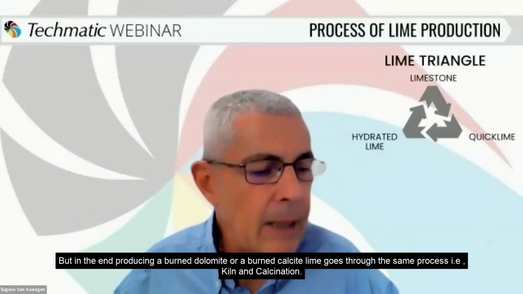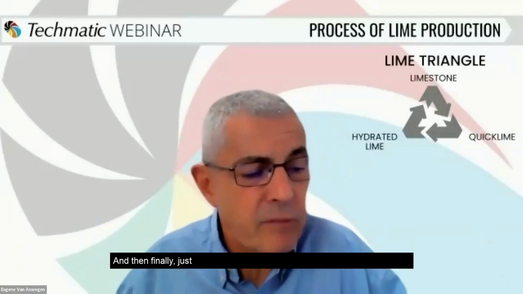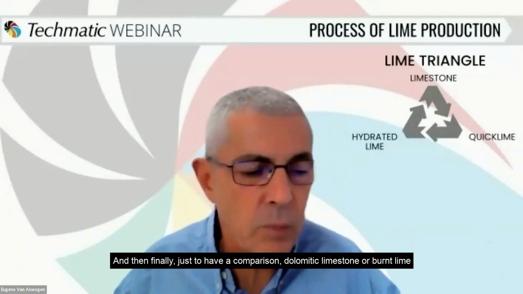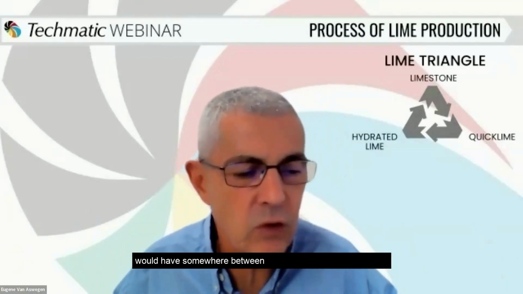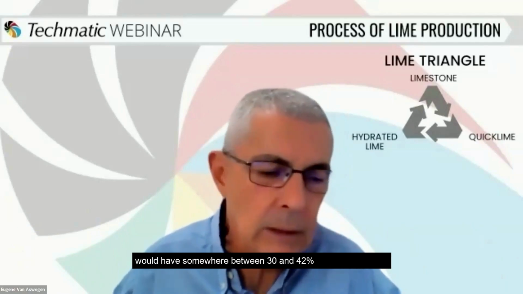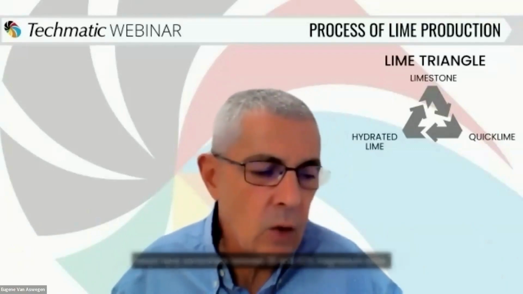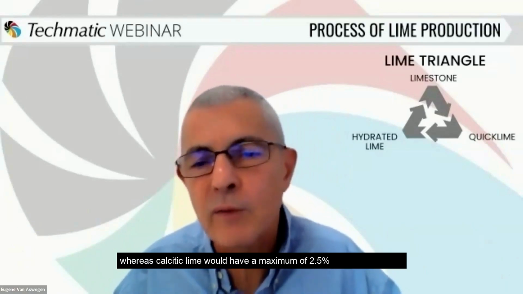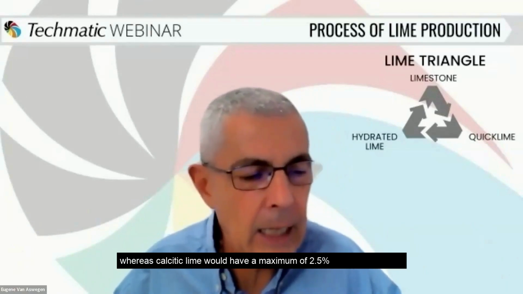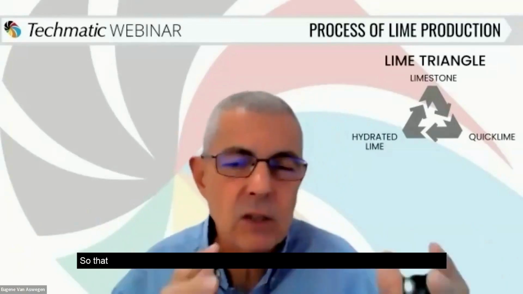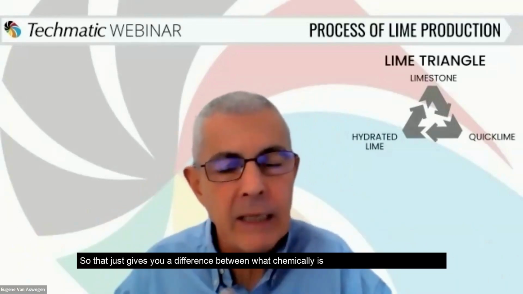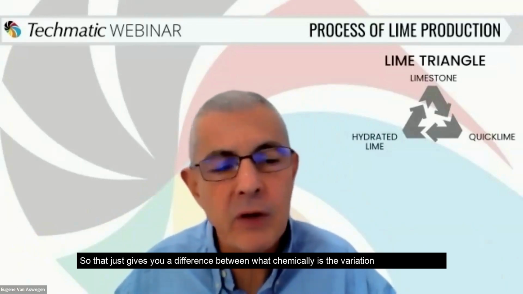And then finally, just to have a comparison, dolomitic limestone or burnt lime would have somewhere between 30 and 42% magnesium oxide, whereas calcitic lime would have a maximum of about 2.5% magnesium oxide. So that just gives you the difference between what chemically is the variation between the two.